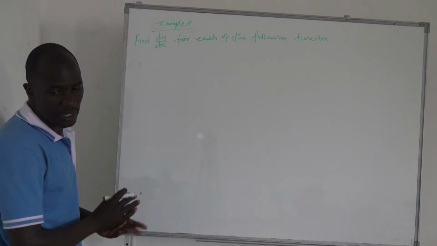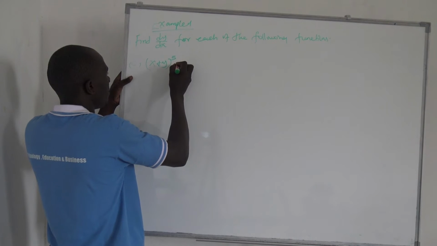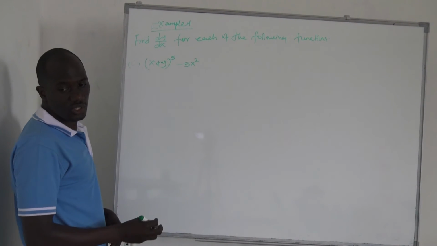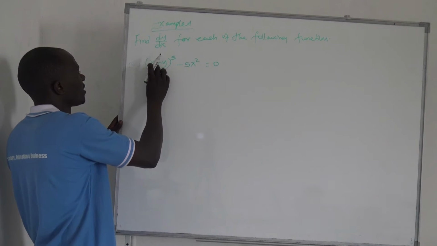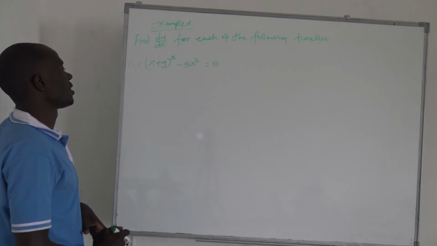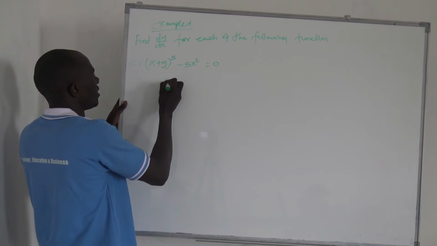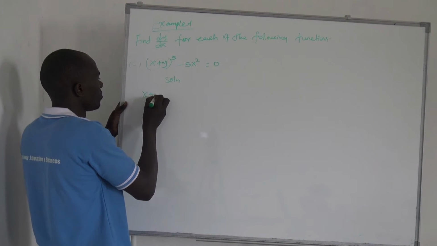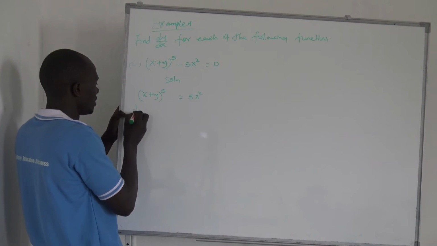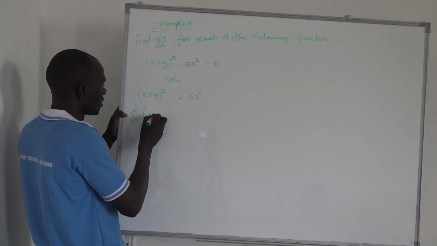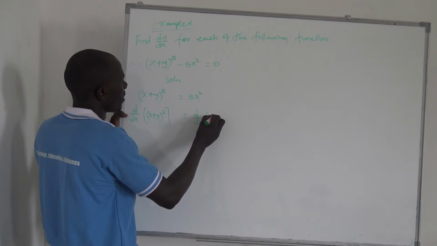Part C was (x plus y) power 5 minus 5x squared equals 0. How do we differentiate that? To ease the work, I can even first take this on the other side. What do we remain with? We remain with (x plus y) power 5 equals 5x squared. Let us look at d/dx of (x plus y) power 5 equals d/dx of 5x squared.